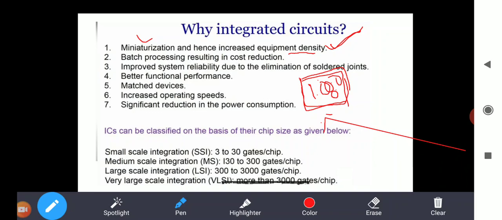And batch processing. The second one is batch processing. Here, batch by batch.